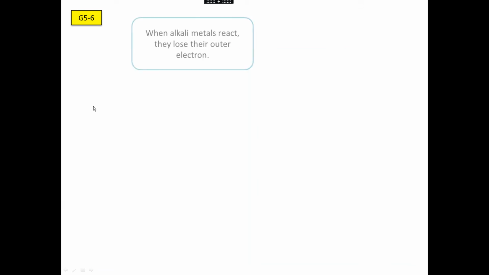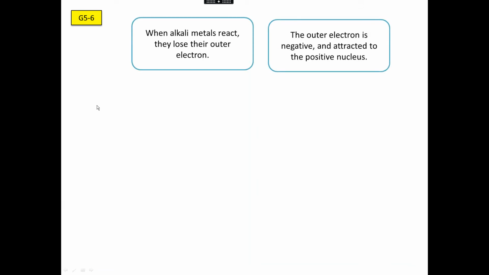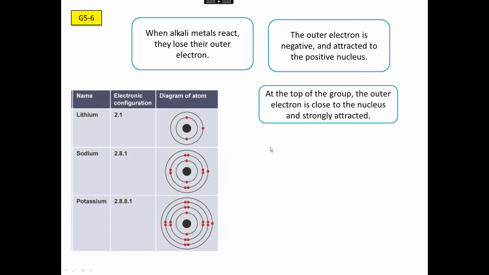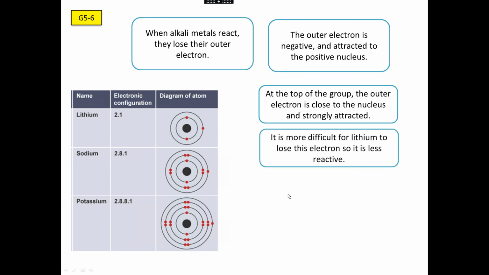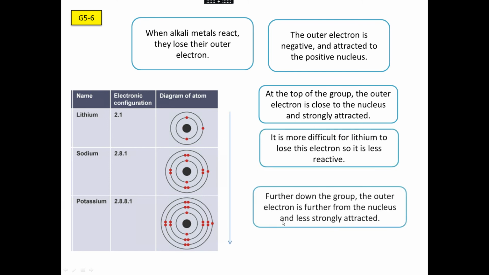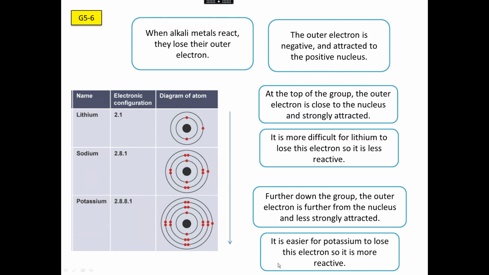Okay, yellow, explaining alkali metals. When alkali metals react, they lose their outer electron. The outer electron is negative, attracted to the positive nucleus. At the top of the group, the outer electron is close to the nucleus and therefore more attracted and more difficult to lose. But as you go down the group, the atoms get larger, the outer electron is further from the nucleus, less attracted, therefore more easily lost, which makes potassium more reactive than sodium or lithium.